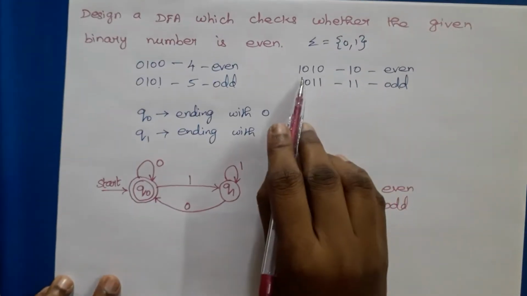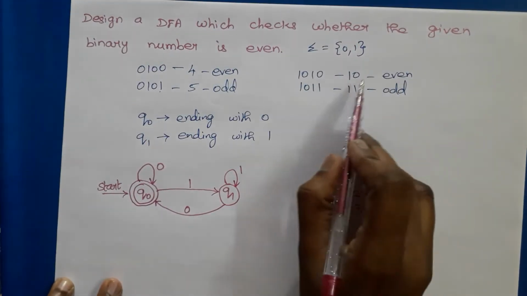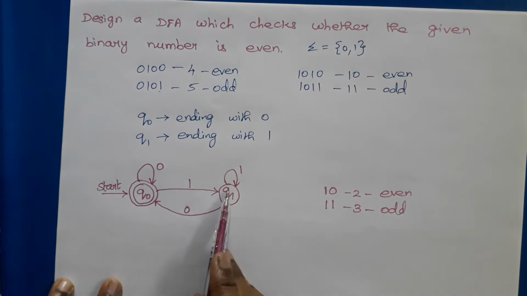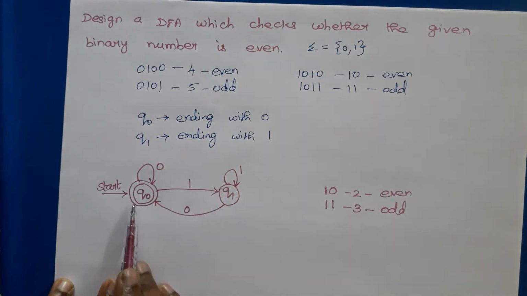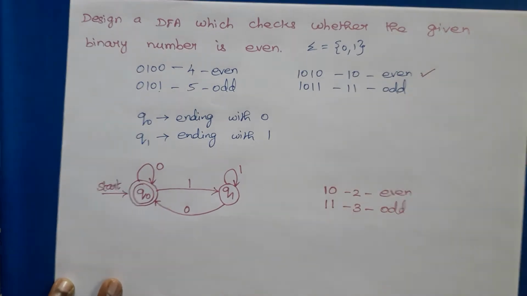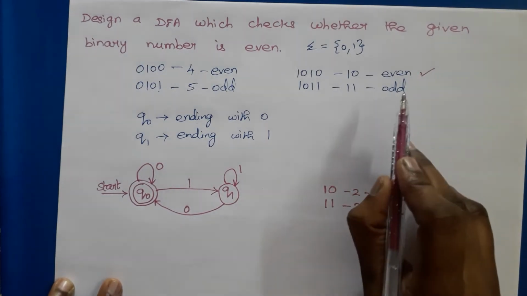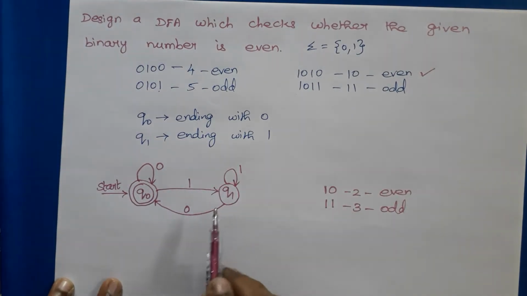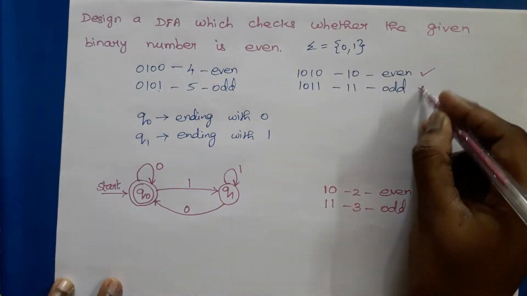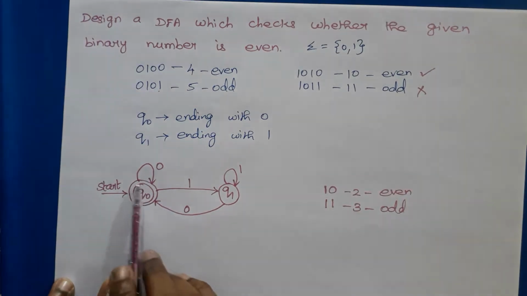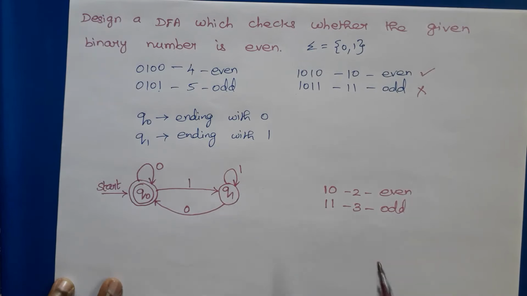So consider 1010. This is an even number, so this string must be accepted by our DFA. So 1010, we are reaching the final state. We are in the final state after reading all the symbols of the string, so we can say that this string is accepted by our DFA. And this odd number should be rejected. So 1011, we are in a non-final state, so it is rejected by our DFA. Similarly, if we want to check whether the binary number is odd, then instead of making Q naught the final state, we have to make Q1 the final state.